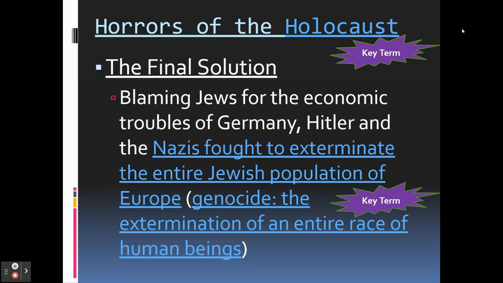Genocide is another key term you need. Genocide is the extermination of an entire race of human beings, an entire ethnic group. So any time in history that a leader has tried to get rid of an entire ethnic group or possibly even religious group, that is called genocide. You just want them to be wiped off the face of the earth. Okay, so those two key terms you will need, and you can pause if you need more time to write those down.